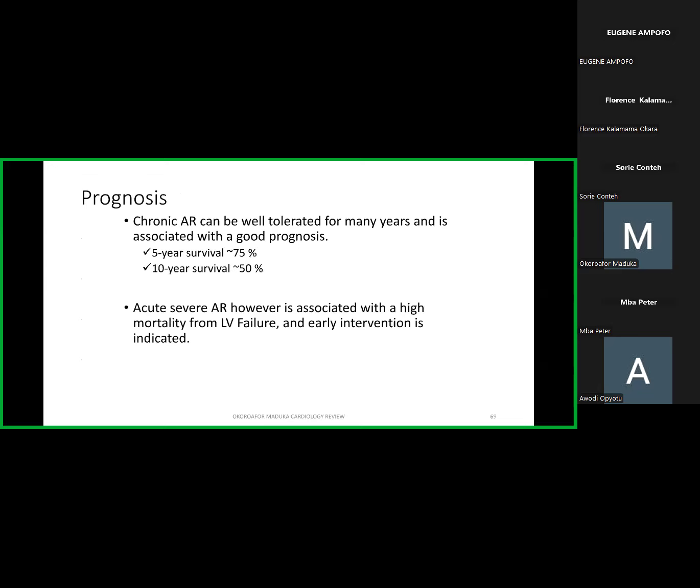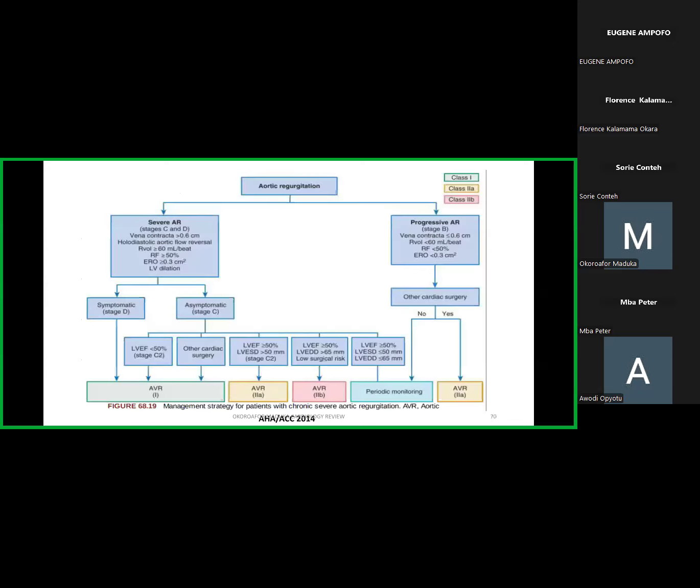So the prognosis, chronic aortic regurgitation can be well tolerated for many years and is associated with a good prognosis. The 5-year survival is 75%, 10-year survival is 50%. The acute severe aortic regurgitation, however, is associated with high mortality from left ventricular failure. And early intervention is the key.